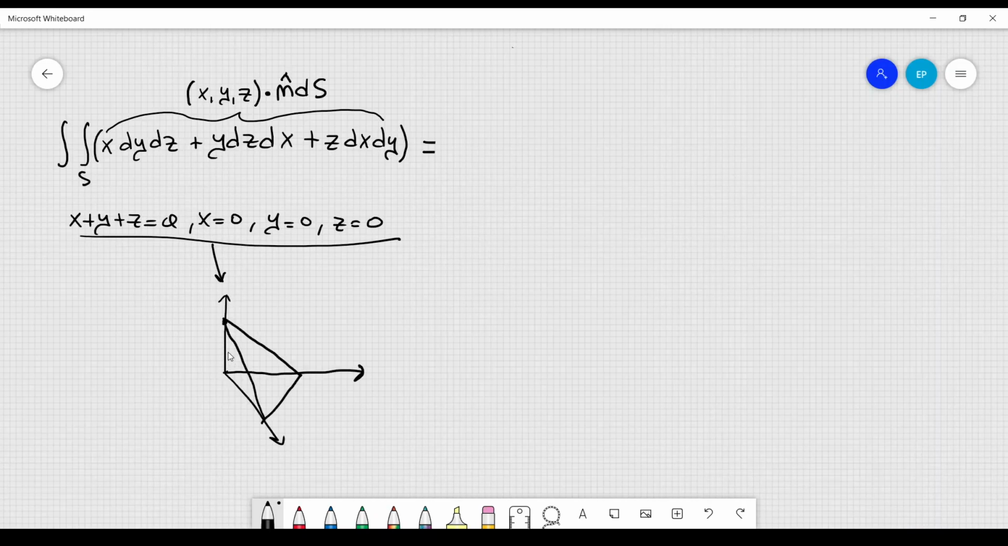Here we have to integrate over the surface of the pyramid, if you recall. But if we use the divergence theorem, we have to calculate the integral over the volume. So this integral here will become the integral of the divergence of this vector field here, so the divergence of this vector x, y, z. And then I have to integrate over the volume.